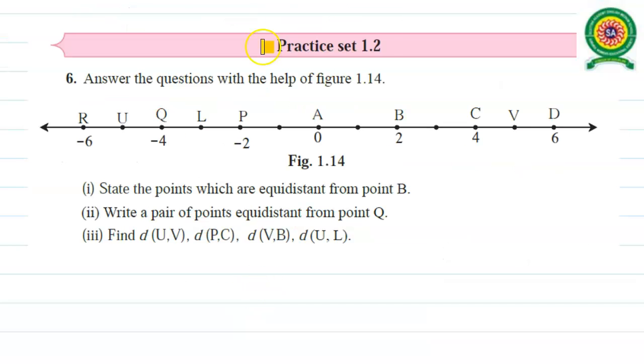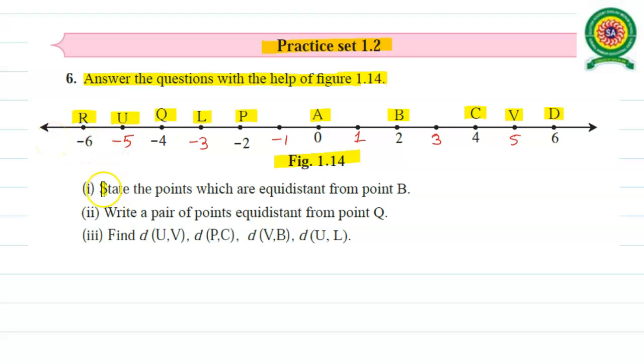Now look at question number 6 from practice set 1.2. Answer the questions with the help of figure 1.14. We have a straight line. On it we have the points R, U, Q, L, P, A, B, C, V and D. And we have the numbers, that means the coordinates of the respective points. So the starting point becomes 0. Towards the right of 0 we have all the positive integers like 0, 1, 2, 3, 4, 5, 6 and so on. Towards the left of 0 we have all the negative integers like 0, minus 1, minus 2, minus 3, minus 4, minus 5 and minus 6, and so on.